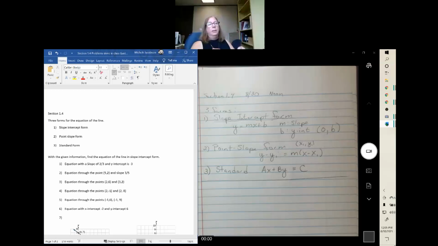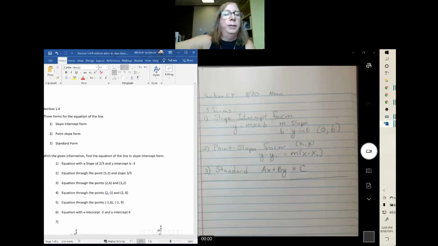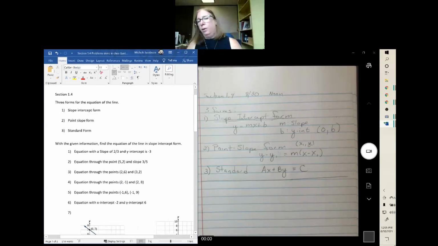Let's try some problems using them. With the given information, find the equation of the line. I asked for slope-intercept form. I almost always ask for slope-intercept form.